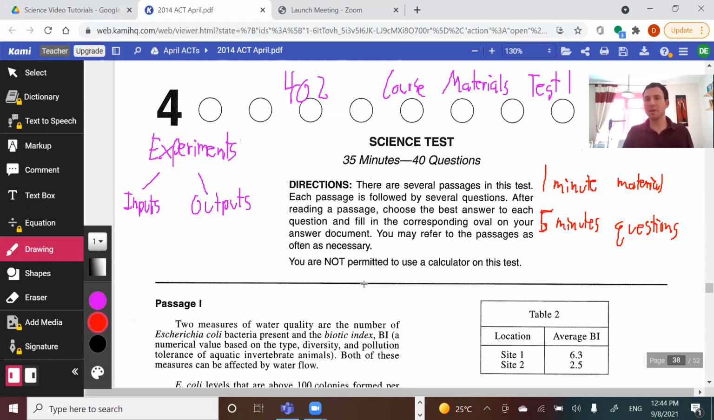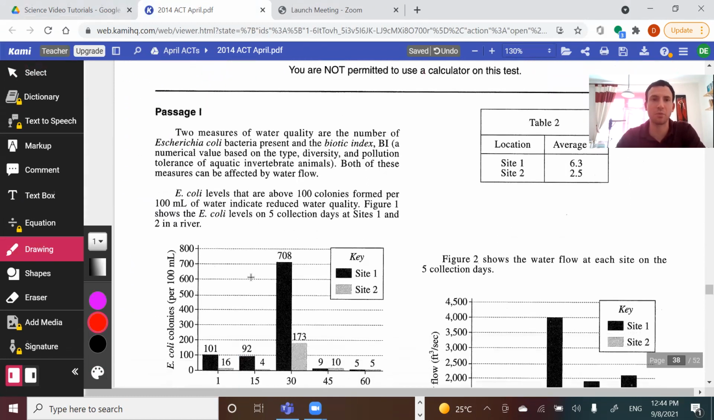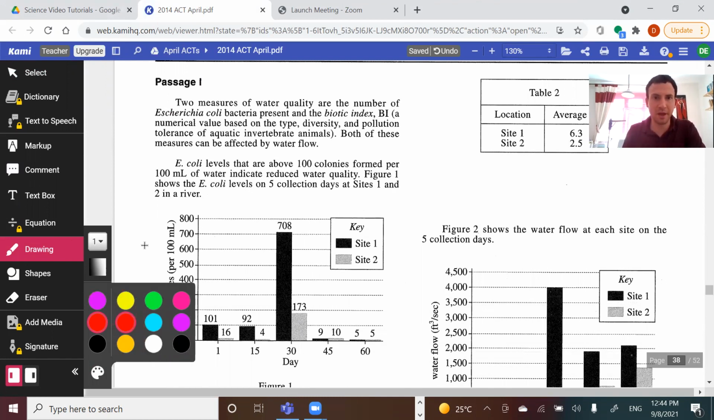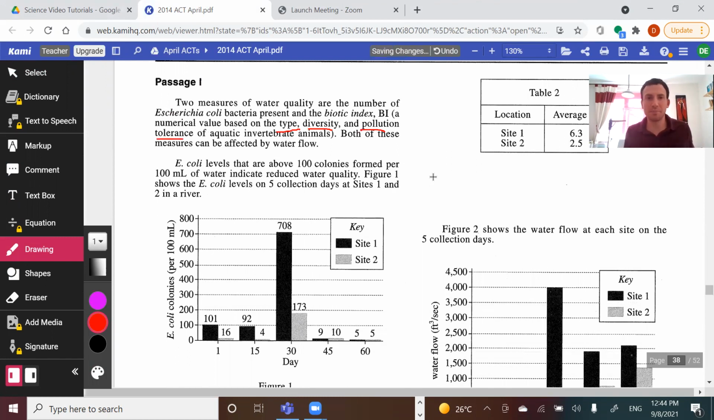Okay, so let's just get right to it. Let's figure out what's going on, what are inputs and what are outputs. Passage 1. Two measures of water quality are the number of E. coli bacteria present and the biotic index, or BI, a numerical value based on the type, diversity, and pollution tolerance of aquatic invertebrate animals. Both of these measures can be affected by water flow.